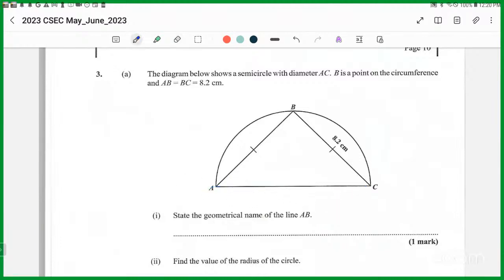It says B is a point on the circumference. That's a point on the circumference, and AB equals BC is 8.2. So this length and this length is the same.